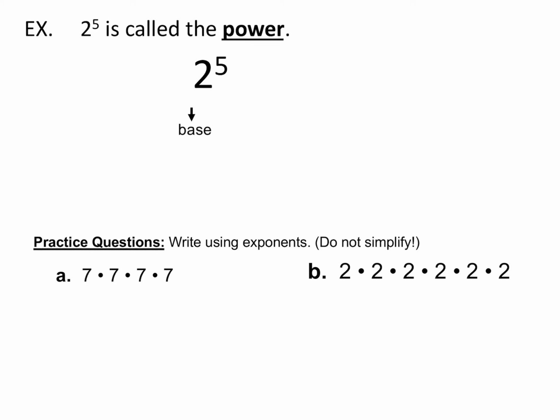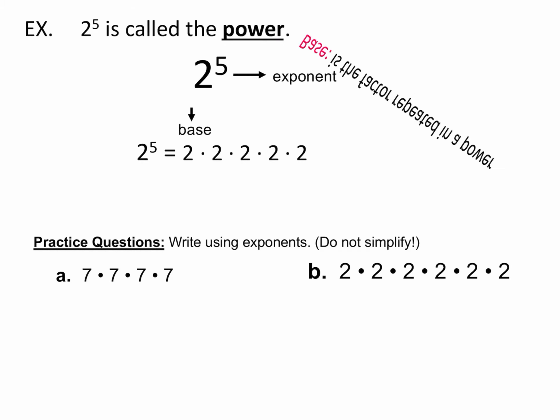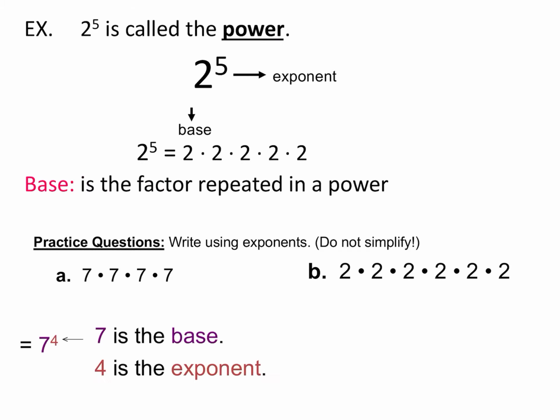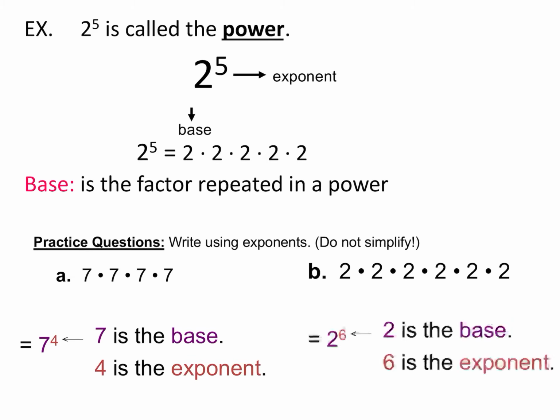As we look at this, 2 to the 5th is a power. 2 is the base, 5 is the exponent, and 2 to the 5th is 2 times 2 times 2 times 2 times 2, which is 32, as we just talked about. So as you go through this, we're going to just write using exponents. When you have 7 times 7 times 7 times 7, a faster way to write that would be to write 7 as the base, and 4 is your exponent. If I had 2 times 2 times 2 times 2 times 2 times 2, an easier way to write that would be 2 to the 6th power. And that's why we call it a shorthand. It's a shortcut. It's a faster way to write.